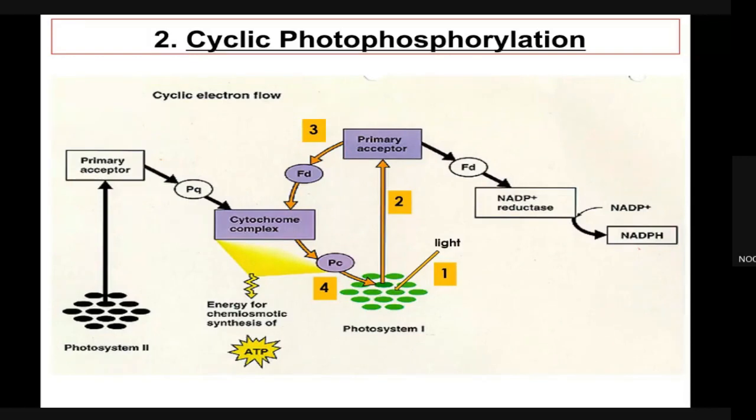Cyclic photophosphorylation. In cyclic photophosphorylation, the word cyclic means it goes in a cycle. So it means that the electron that is photoexcited from photosystem 1 will return to photosystem 1 again. There are 4 steps that can explain cyclic photophosphorylation. First, you have to remember that cyclic photophosphorylation only involves photosystem 1.